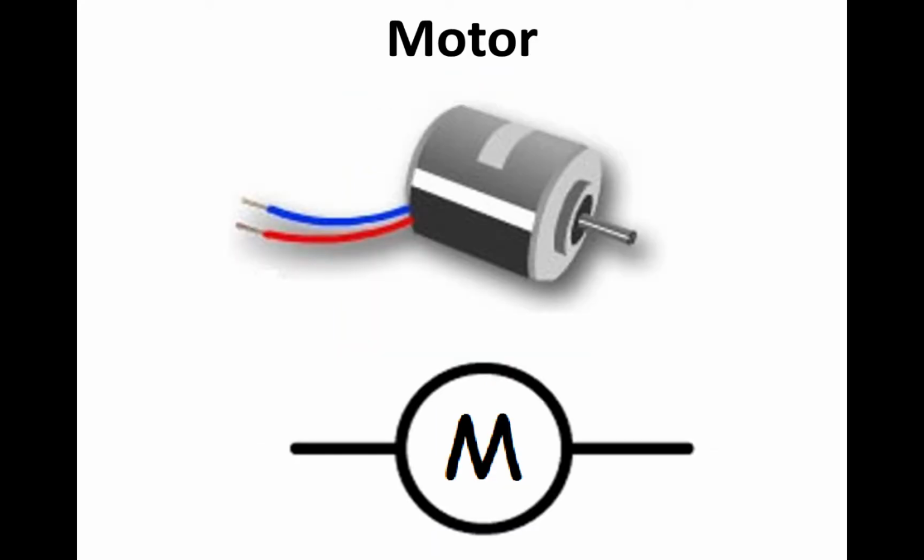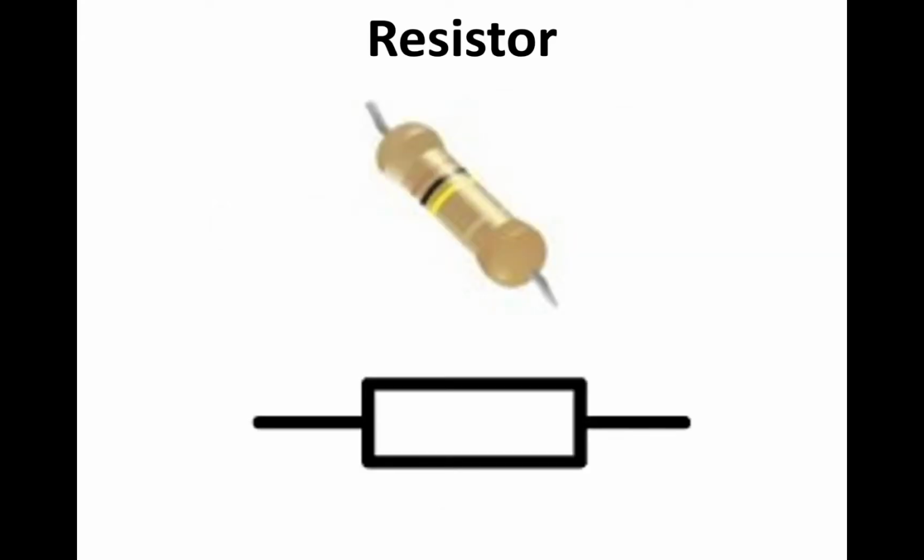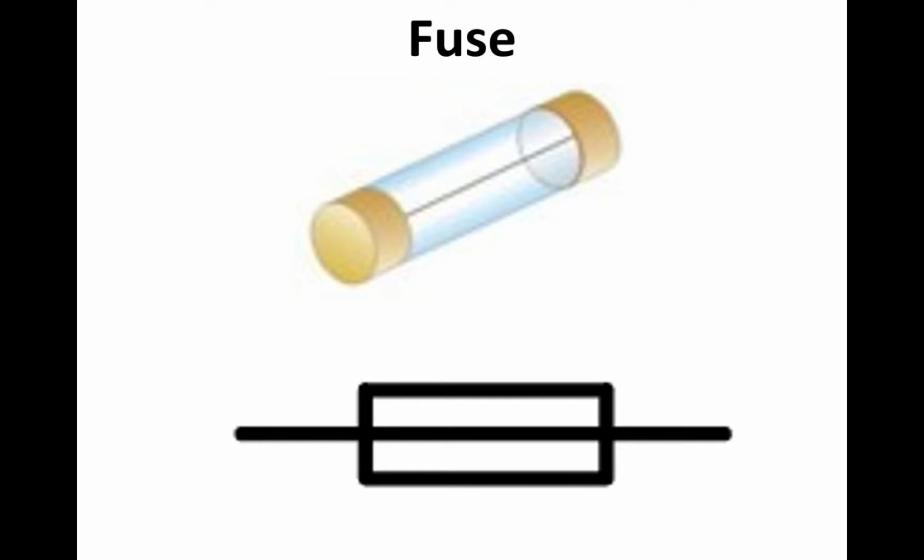The motor, which uses an electrical current in order to produce movement. A buzzer, which is able to make a sound using an electrical current. A resistor, which is placed in circuits to reduce the electrical current in case you have other components that require a low current. And finally, a fuse.